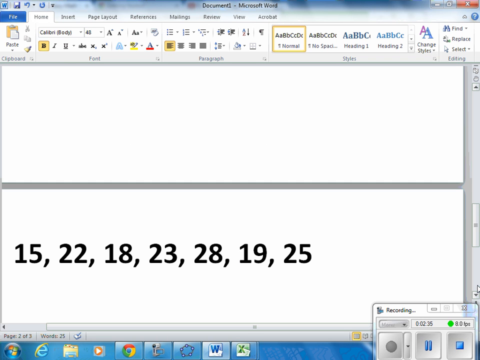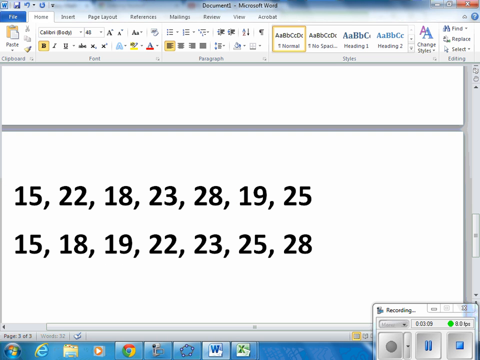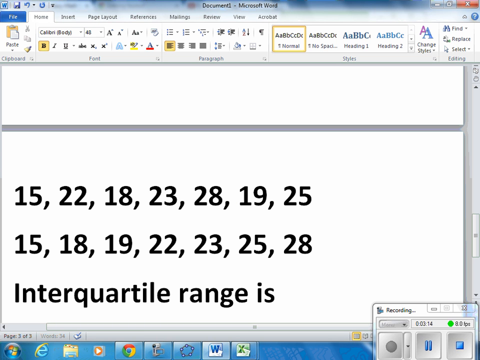Let's try a group of 7 numbers. Now I need to put them in order again. And now 22 is the middle, and still on each side of that we have 3 numbers. So the interquartile range goes from 18 to 25. So the interquartile range is still 7.